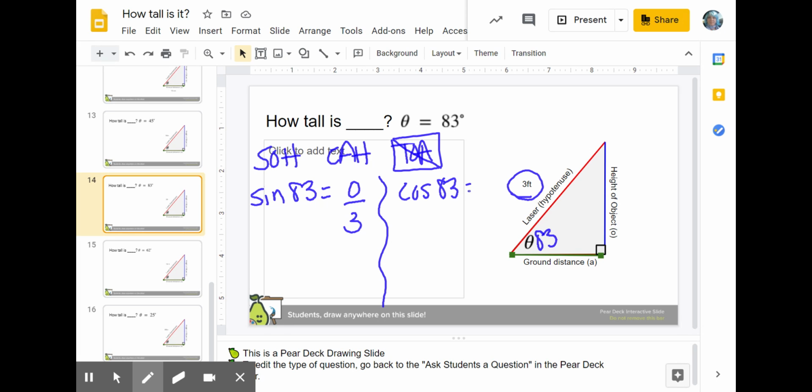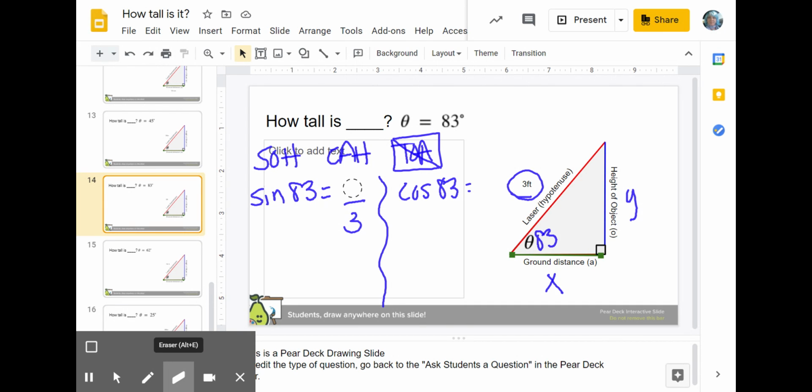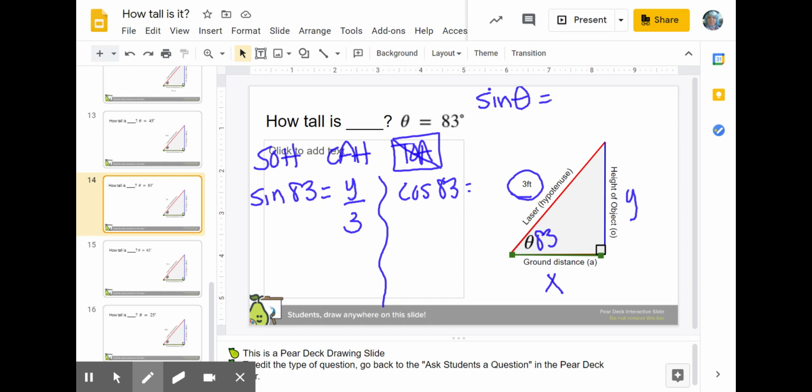Gotcha. So sometimes what I do is I make the A an X and the O a Y. Sometimes that helps a little bit, sometimes it makes it confusing. But if I make the opposite side a Y instead, then I've got a variable. So you always put sine of your angle equals O over H. Then you're just substituting what you have. My angle is 83, so that's why it goes here. My H is 3, that's why it goes here. And my O is Y, that's why it goes here.